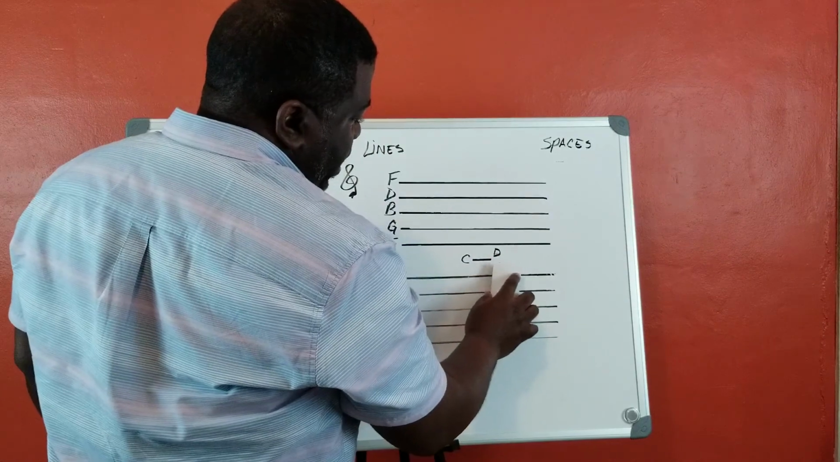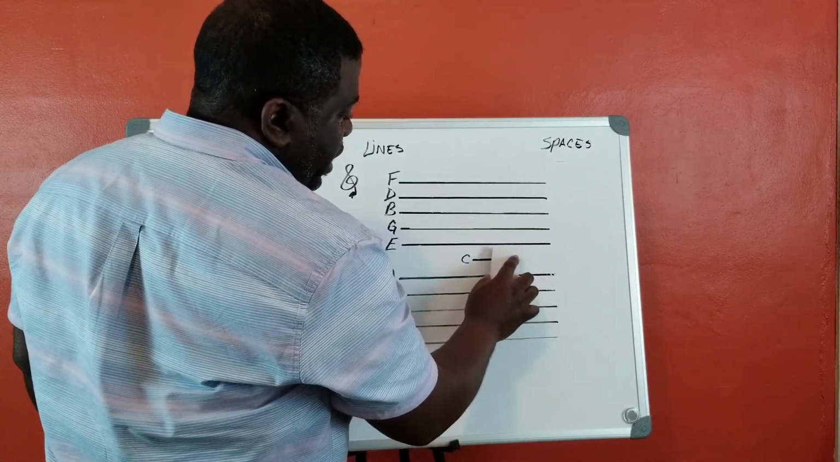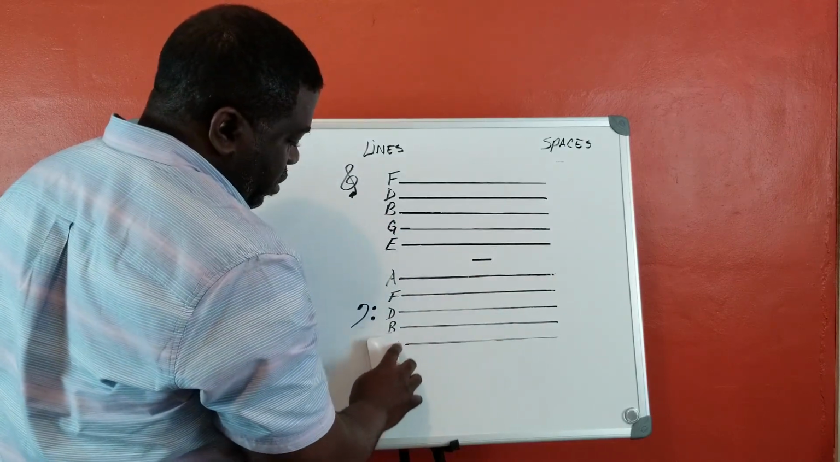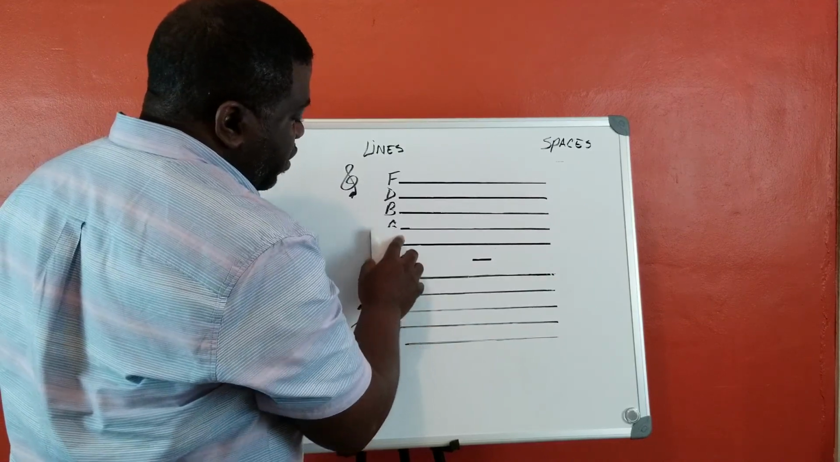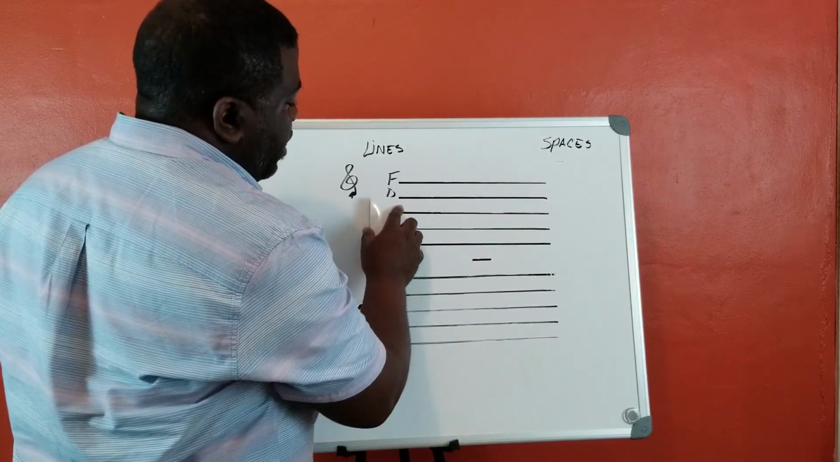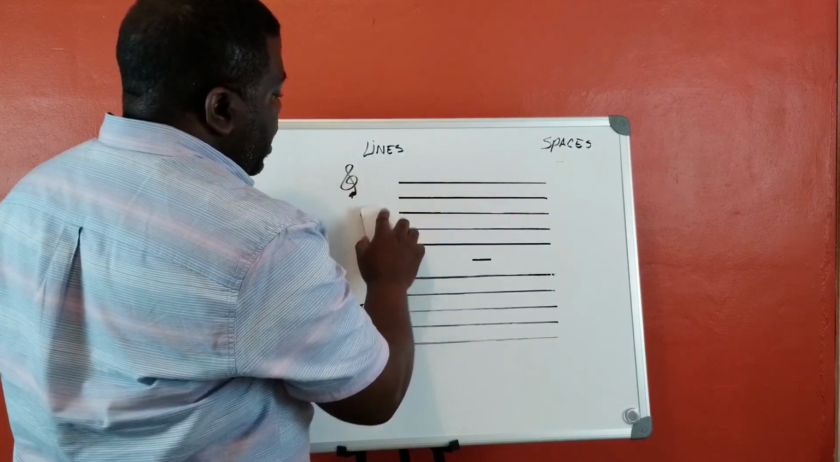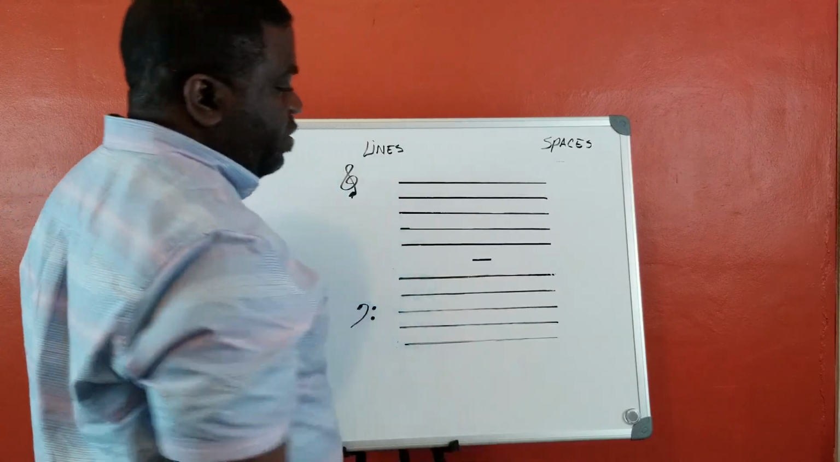So what I'm doing right now is basically erasing all of the letters that I wrote earlier. This is basically what you're seeing. So what you would have to do is start memorizing the names of each line and space. Okay? And it just takes some practice.